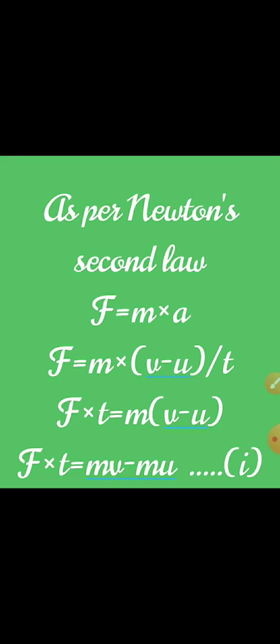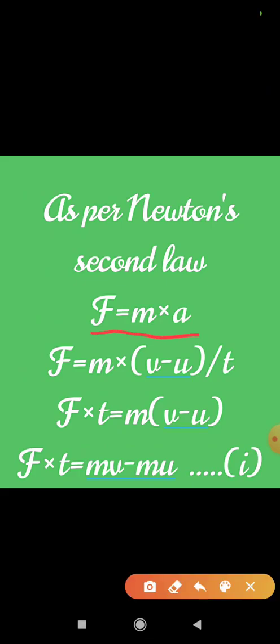What is in this case? As per Newton's second law, we can say F is equal to ma. We have already discussed that F is directly proportional to the rate of change of linear momentum. So as per Newton's second law of motion, F is equal to ma. A is acceleration, and acceleration is equal to change in velocity per unit time. So in place of a, we can write v minus u upon t.